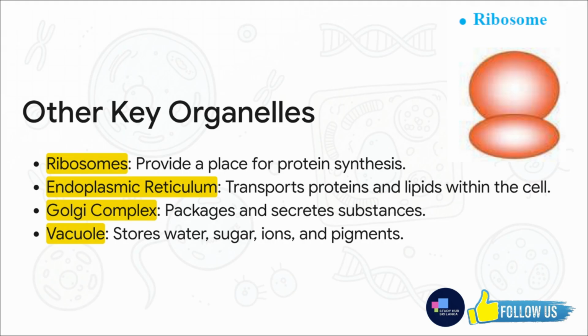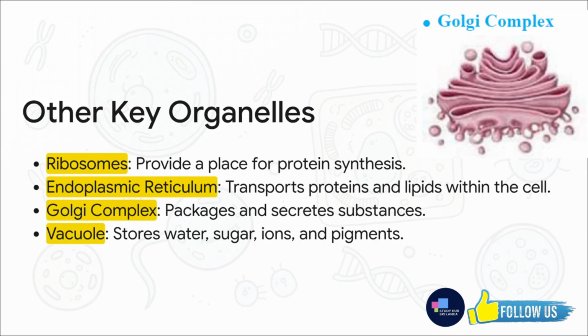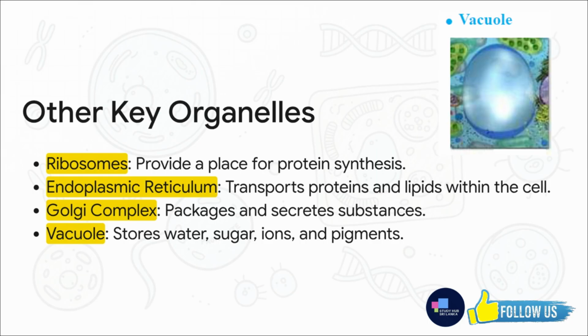And this really shows you how complex a cell is. We also have ribosomes, which are like the protein-making machines. Then there's the endoplasmic reticulum, which is like the transport network, kind of like conveyor belts. The Golgi complex packages and ships things out. And the vacuole, well, that's a storage tank for water, sugar, and other stuff.